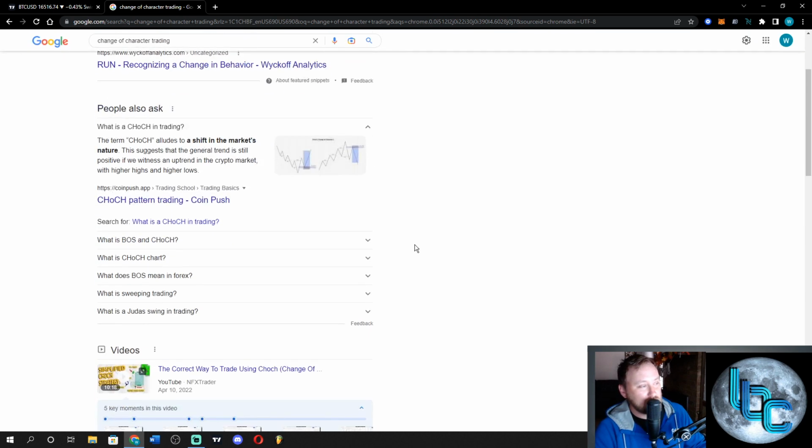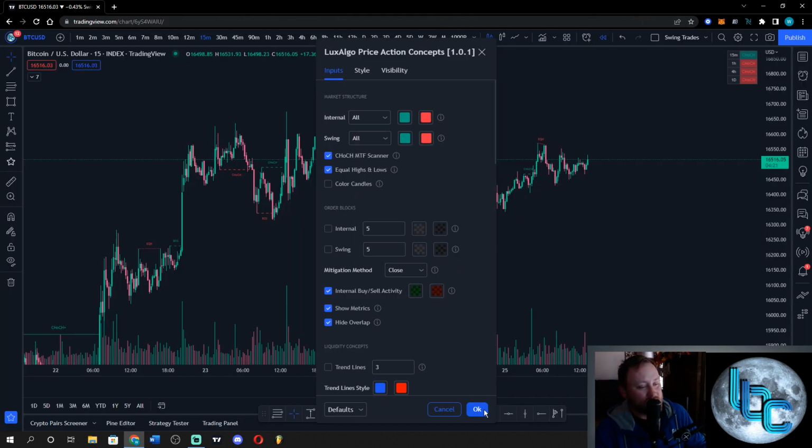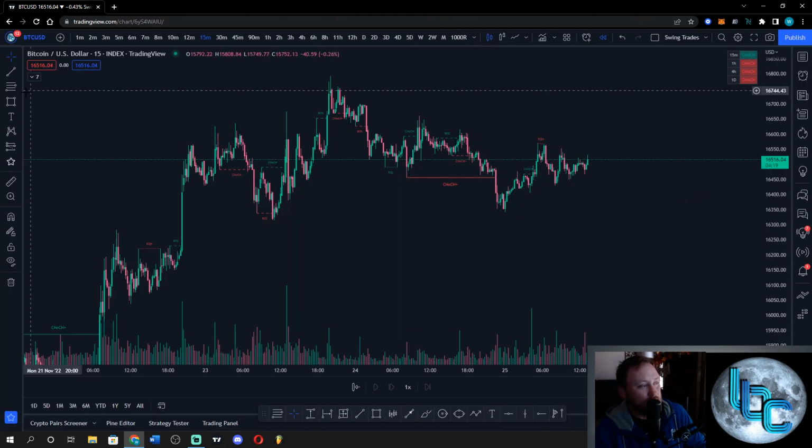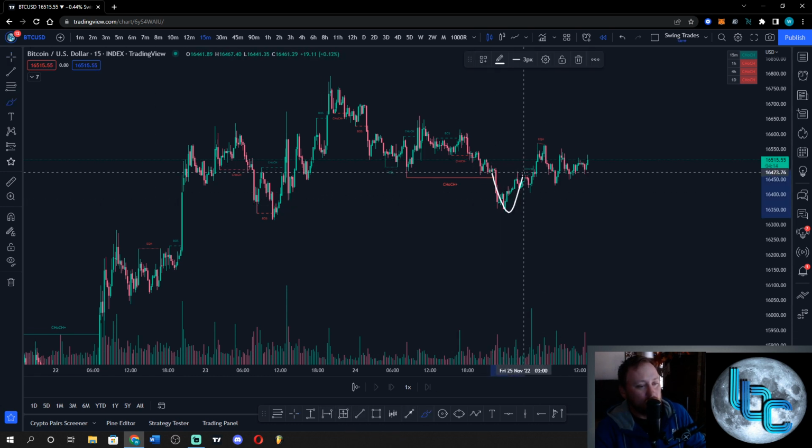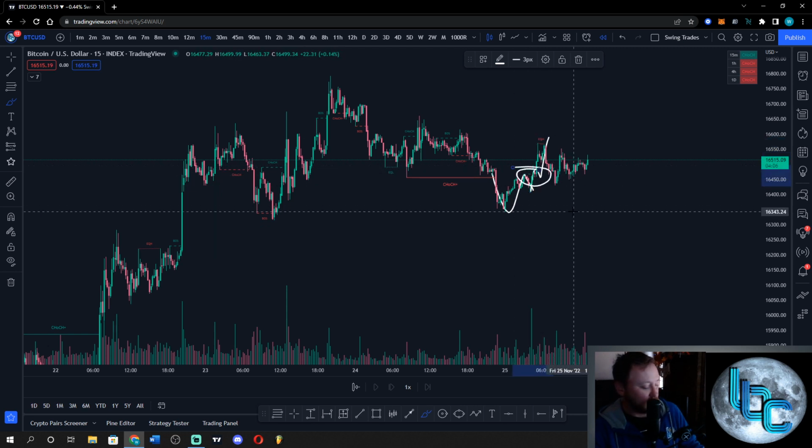What is CHoCH in trading? It alludes to a shift in the market's nature. This suggests that the general trend is still positive if we witness an uptrend in the crypto market with higher highs and higher lows. So what it is essentially saying is that because we created a higher high, well, we didn't create a higher high there, but we did here, and then a higher low, and then it came up. That created our bullish change of character here.